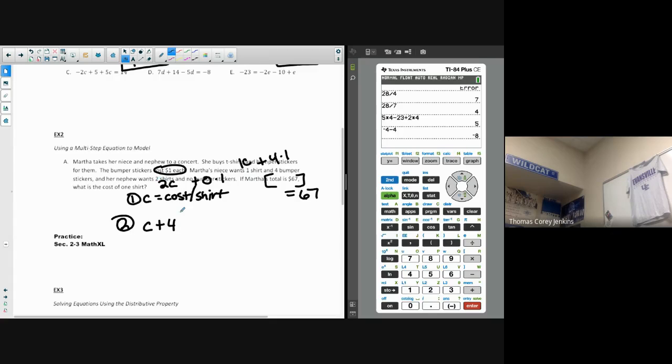Plus the nephew, so 2C. And then what's 0 times 1? That's 0. I'm not going to write plus 0. So I'll go ahead and set this equal to 67. And then try to solve it. So combine like terms over here. 1C plus 2C is 3C.